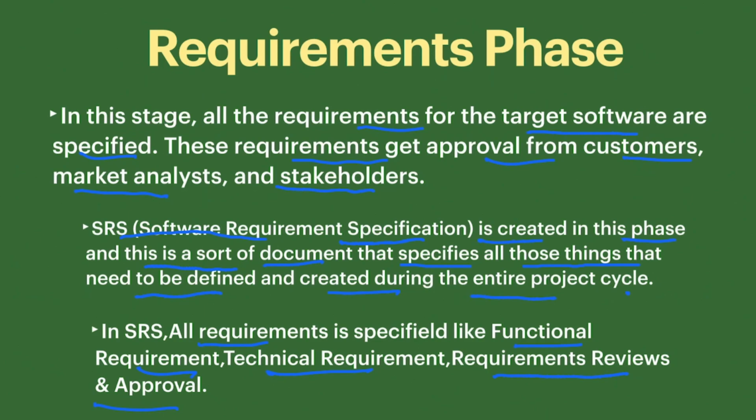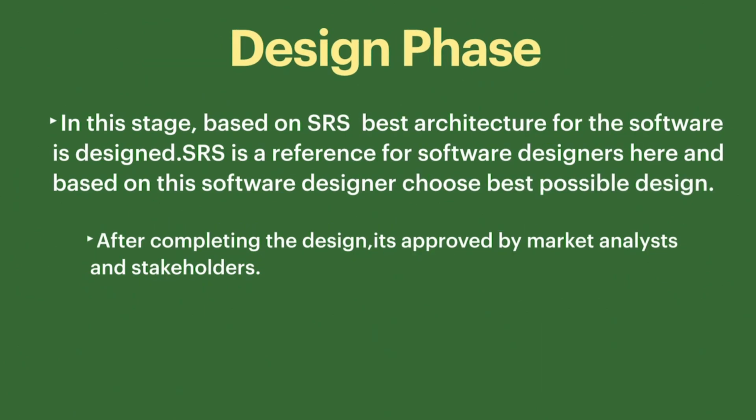Requirement review is done by different members. After completion of the requirement phase, the software teams or the software organization move on to the next phase, called the design phase. In this phase, based on the SRS, the best architecture for the software is designed. The SRS is a reference for the software designers, and based on it the designers choose the best possible design.